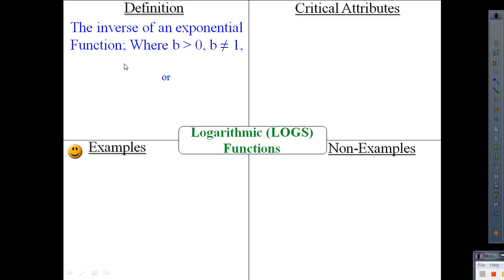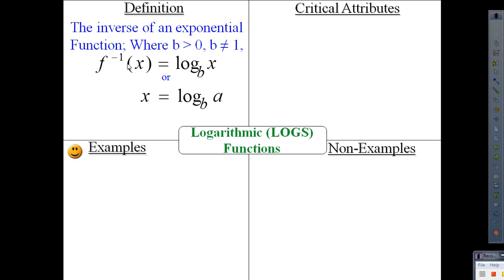So what are the forms? The forms that we're going to look at look like this. f inverse of x equals log subscript b of x, or x equals log subscript b of a. Copy that. Pause the video if you need more time.